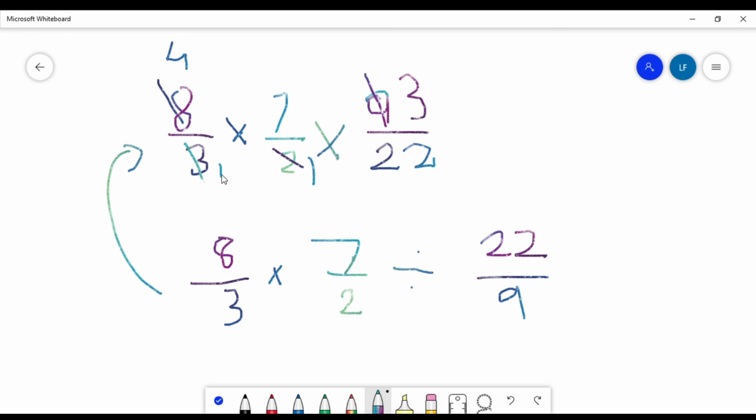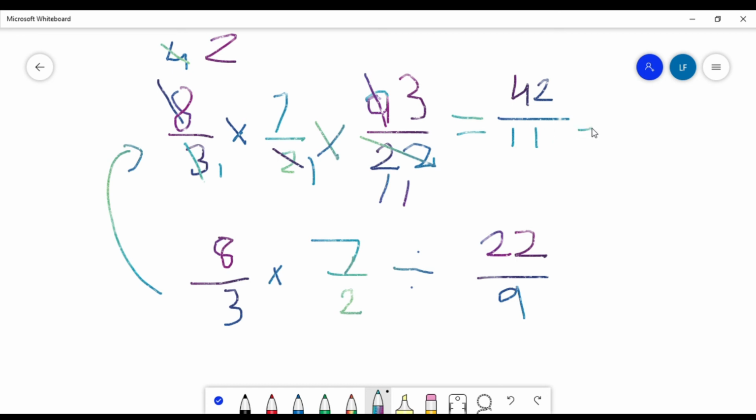I just want to know whether my conversion of improper fractions was right or wrong. Either way, now there isn't any way of cancelling except this 4 and 22. This becomes 11 and this becomes 2. So 2 into 3 becomes 6, and 6 into 7 becomes 42, right? So the answer will become 42 by 11.